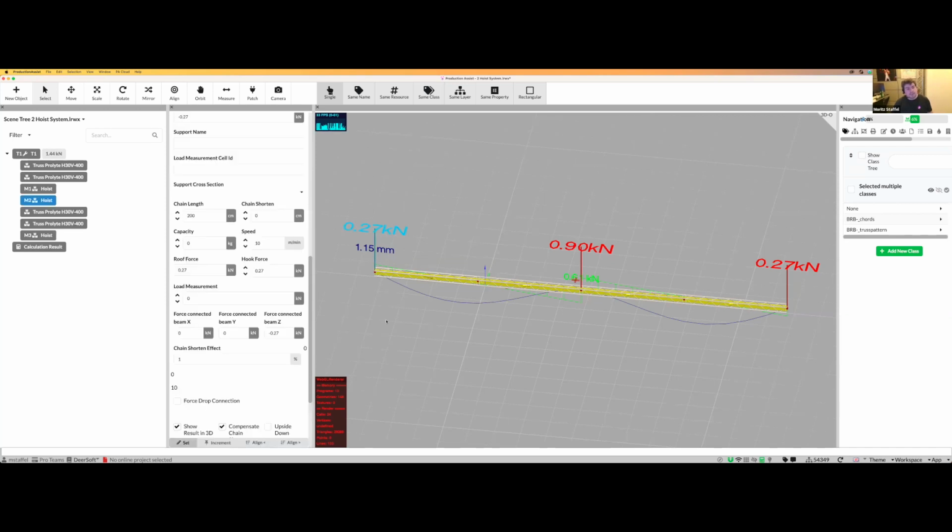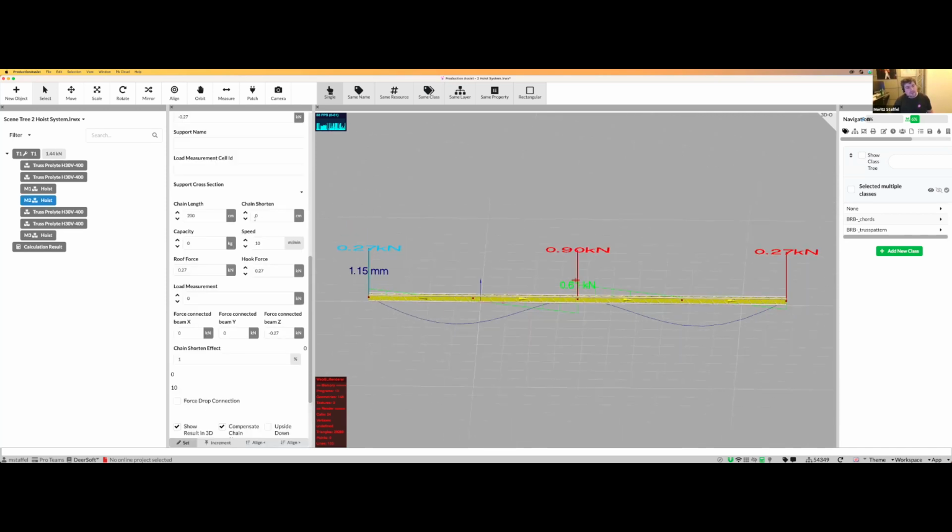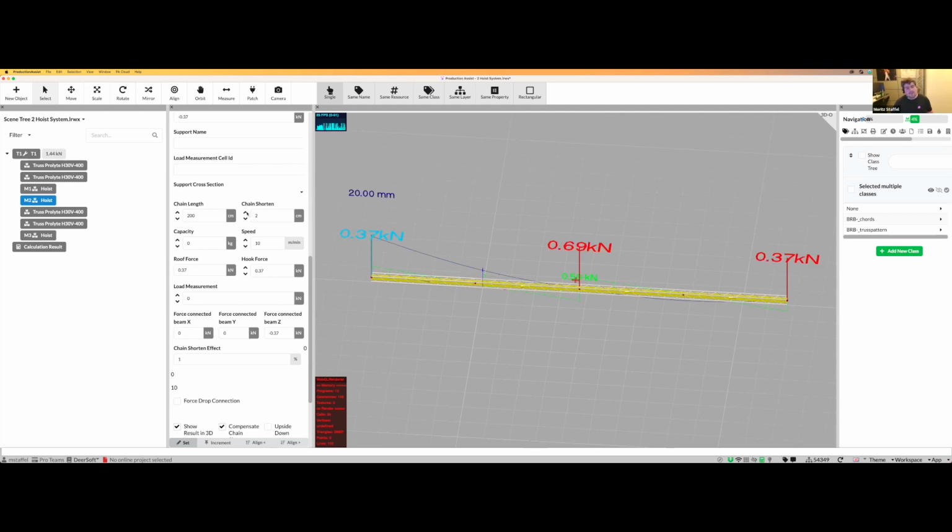Now if you go in here and use the chain shorten and move this up, you will see it changes the calculation result. Before it was 0.27, now it's 0.3. Every time you click in here, you see that you're transferring load from the middle hoist to the other hoists. And as you could imagine, if you move it up enough, the load in the middle will go down to 0.